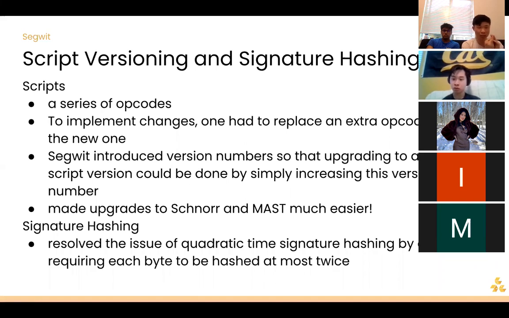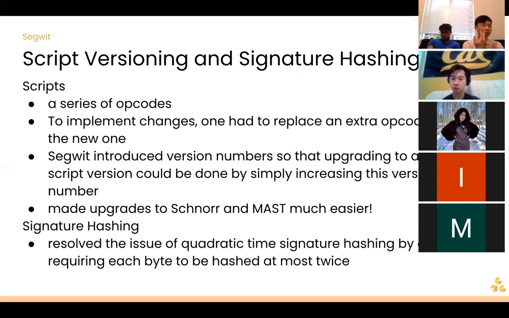What Segwit actually allows now is an introduced version numbers, so that upgrading to a new script version could be done simply by increasing this version number. There's some details abstracted away, but basically Segwit just simplified updating scripts. And what's cool about this is Segwit is actually already implemented in the Bitcoin network. It's completely integrated, and it was integrated much before Taproot. And Taproot actually takes advantage of this update to script versioning.